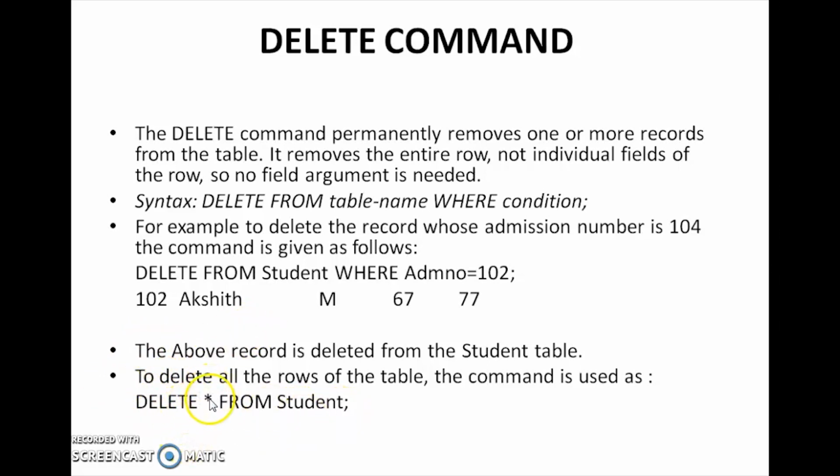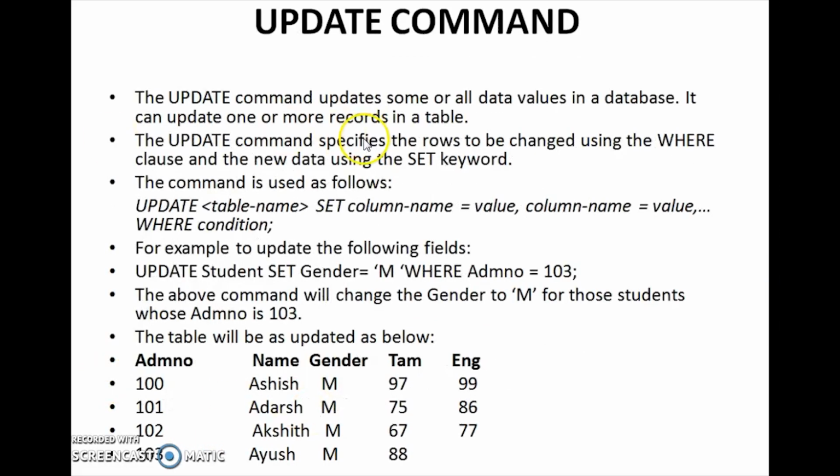So delete star from student. This command deletes all the rows of the table. If you want to delete a particular record, you can give it with a where condition. And if you want to delete all the records, you can give delete star from student. Clear? So next, update command.